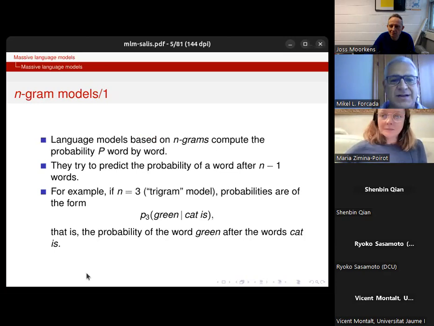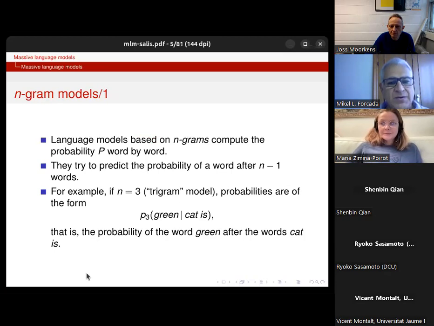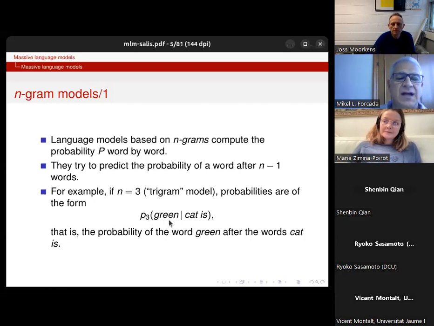So n-gram models, as some of you probably know, are models that compute the probability of a piece of text word by word, and they basically do that by trying to predict the probability of a word after n minus one words. So if you have a trigram model like the one here, where this P3 stands for trigram model, it will say what the likelihood of the word green is after the words "my cat is." So this is how this works.